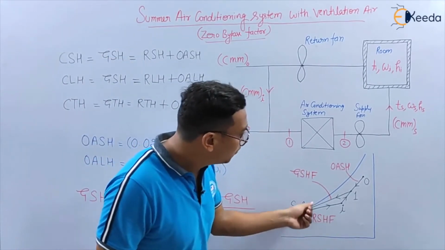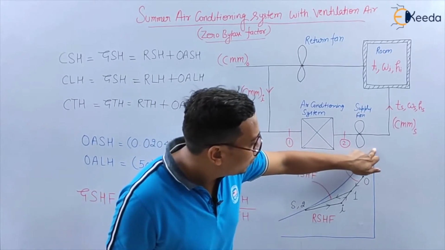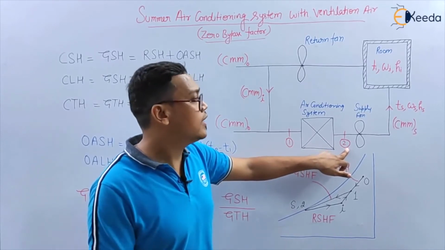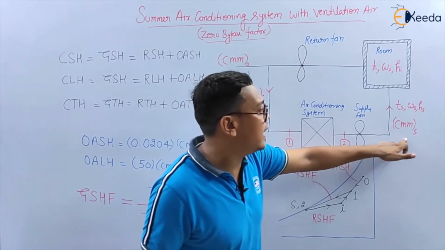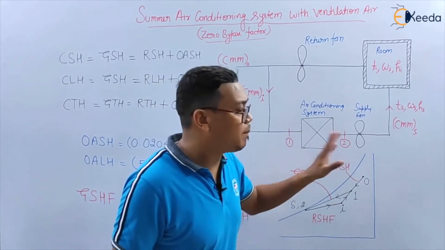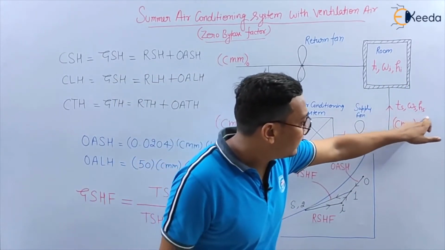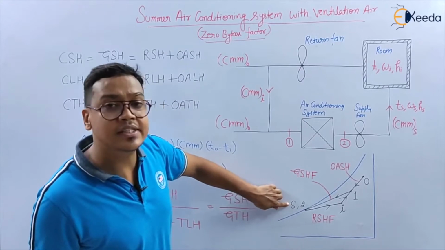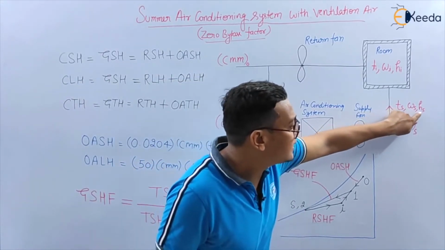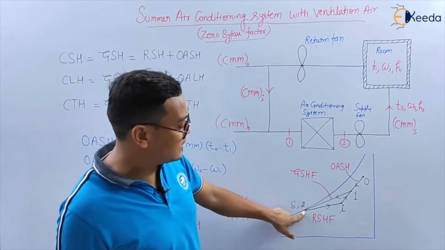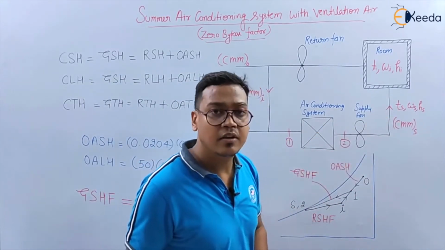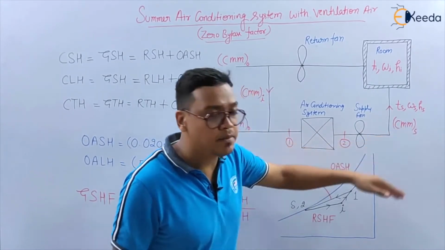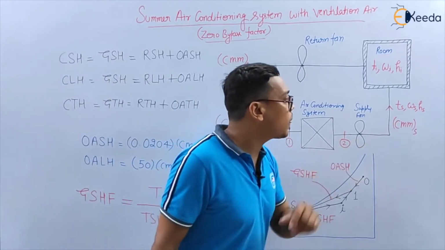Now at point number 2, whatever air is there, the condition of air like temperature and specific humidity, that air will be sent to the room through the supply port. Now these are the supply conditions. So 2 or S, I have written here: Ts, omega S, Hs, and CMM, cubic meter per minute. This is the supply condition.